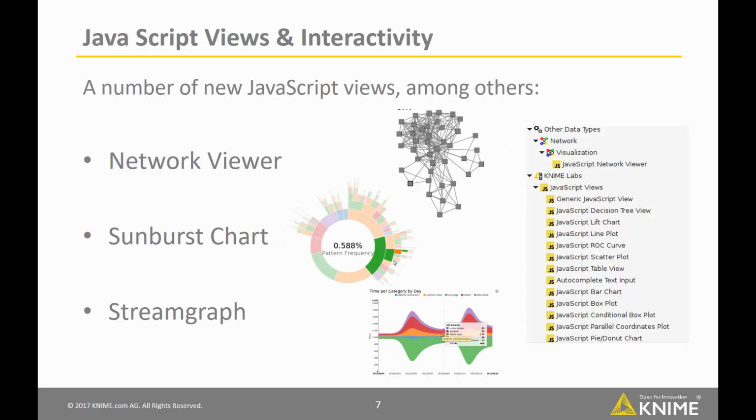Let's start with the views. In KNIME you have many views, and a subset of those are available as JavaScript views. There are 3 new views available in version 3.4, and they are listed here. And instead of describing what they actually do, I'd like to give a short demo.